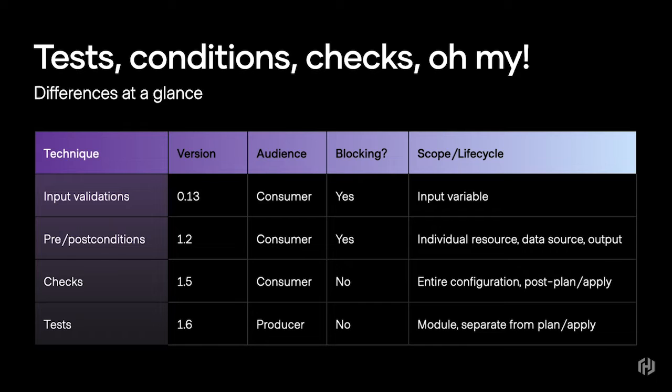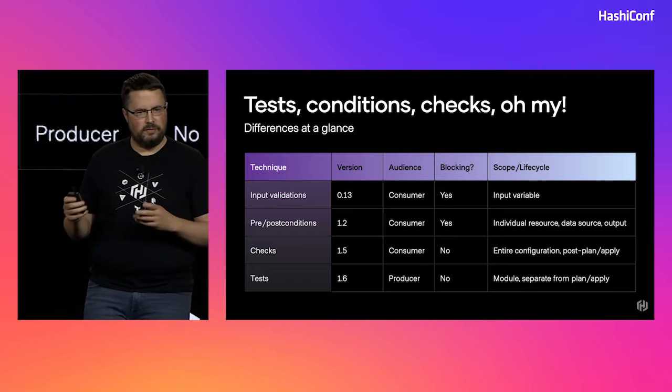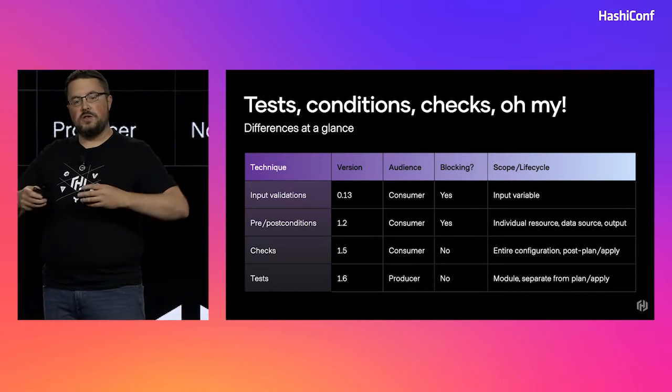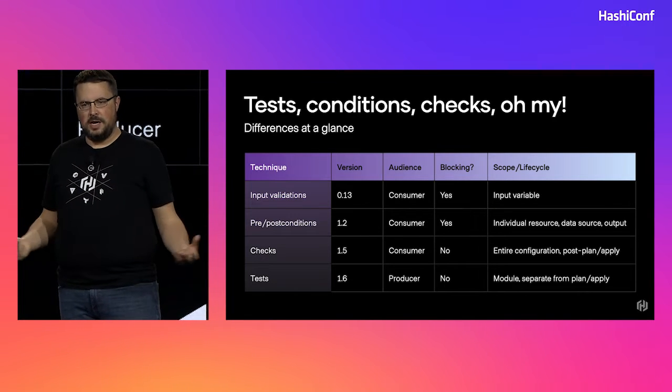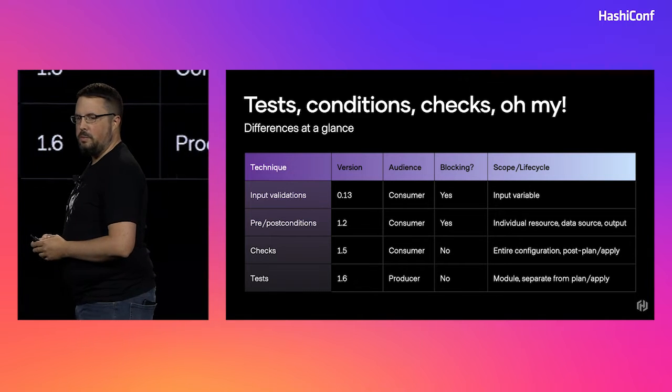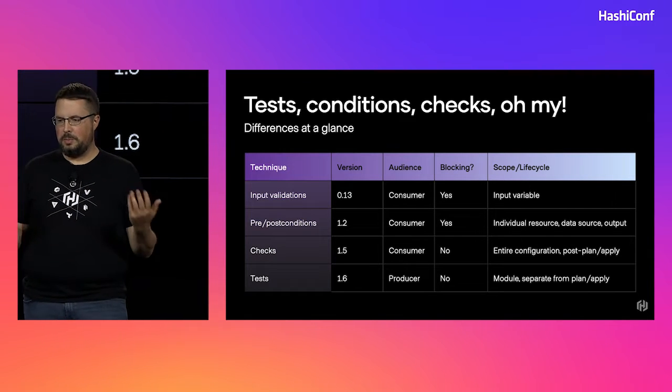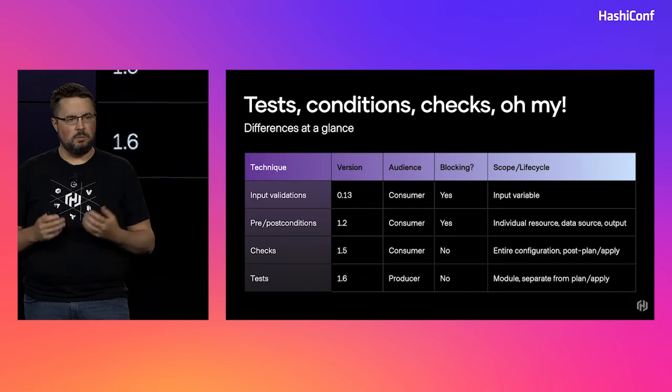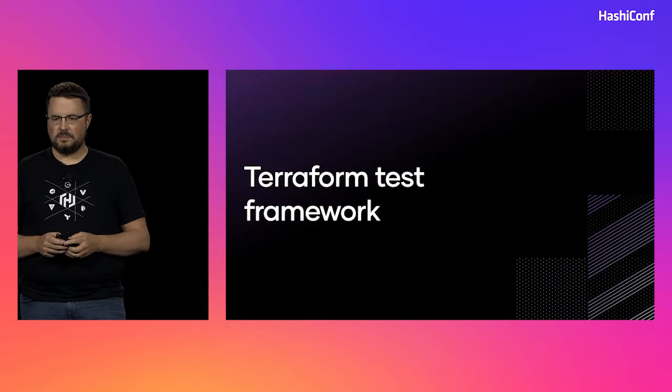And then tests are where we switch from the consumer audience to the producer audience, brand new in Terraform 1.6, as you heard earlier in the keynote. And again, the scope of this is the module, and these are separate from the plan and apply cycle. So that's just breaking down how these different features interact and how you might use them all together as a unified validation suite for your modules, because they really do serve different purposes, and put together they can make some really high quality code.